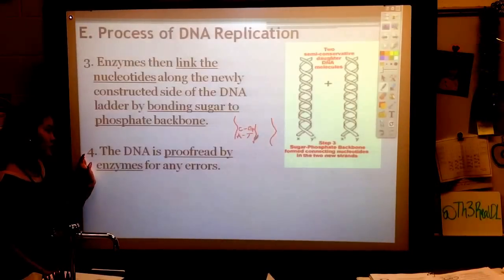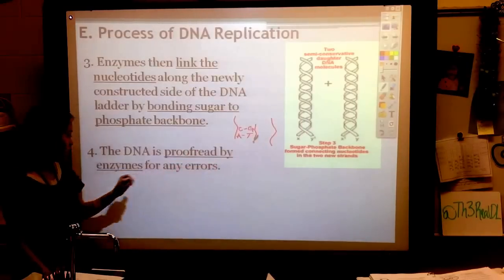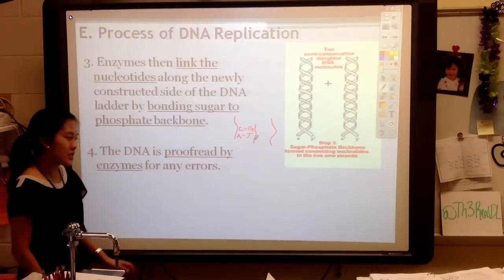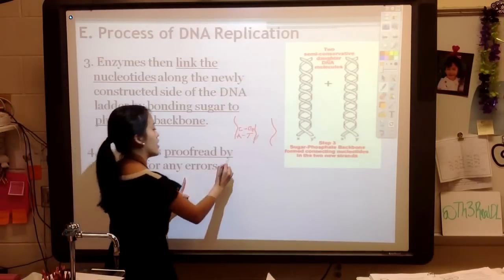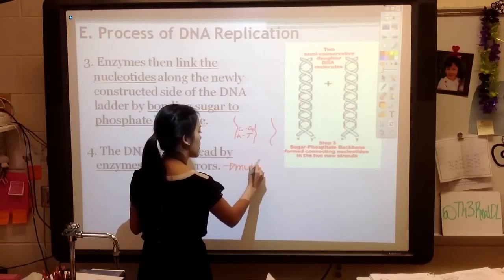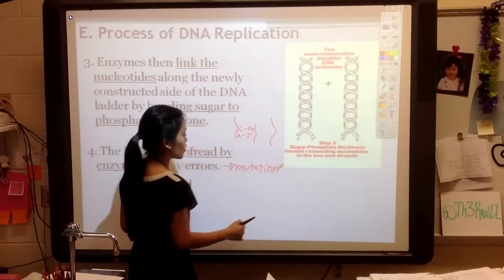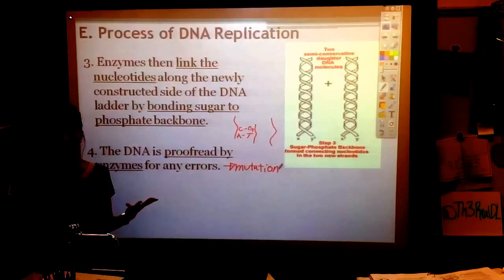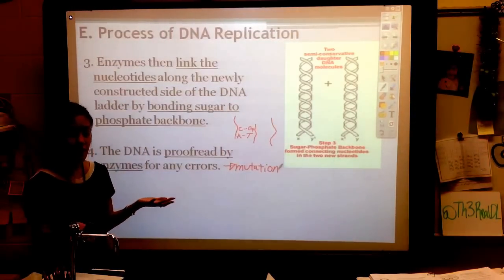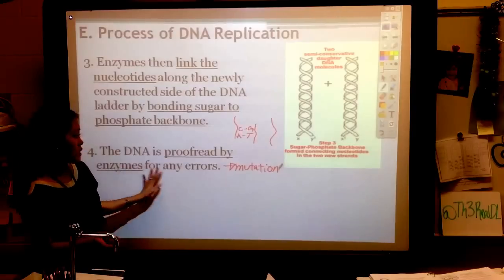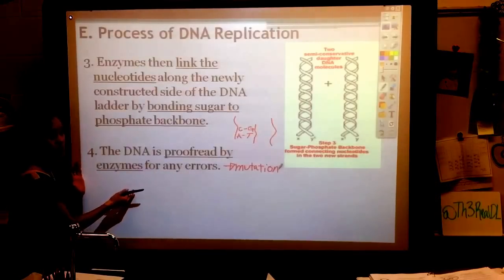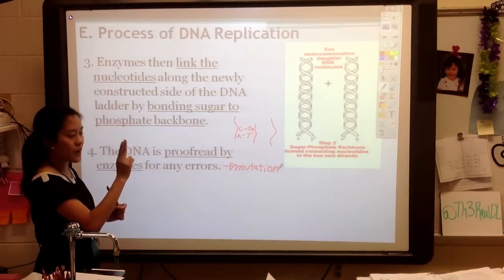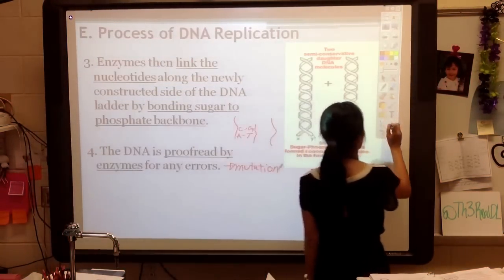The last and final step is that the DNA is going to be proofread by enzymes for any errors. Because what would an error mean? An error in DNA, if you remember from our last section, would be called a mutation. While not always bad, mutations sometimes could be. So to double check ourselves and to keep ourselves safe, our cells will actually check for errors, and enzymes will do that job. After we proofread everything, the DNA ladder will twist back up and we'll have 2 new strands.